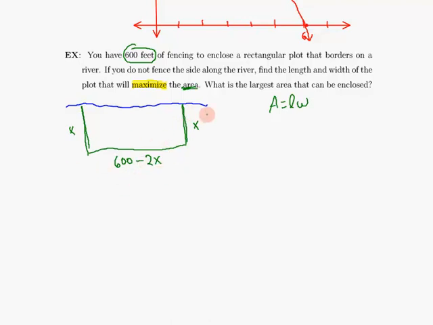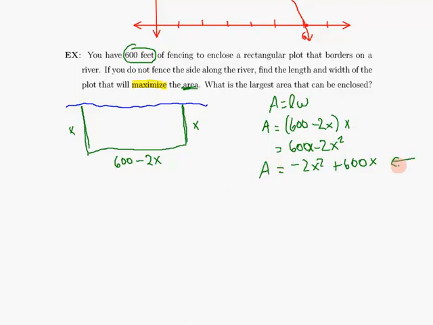So what's the area now that I have this written as an expression? Well, it's still length times width. My area is going to be 600 minus 2x times its width, x, or (600 minus 2x) times x, or if I write it in standard form, negative 2x squared plus 600x. There's my area. Now I want to maximize this.